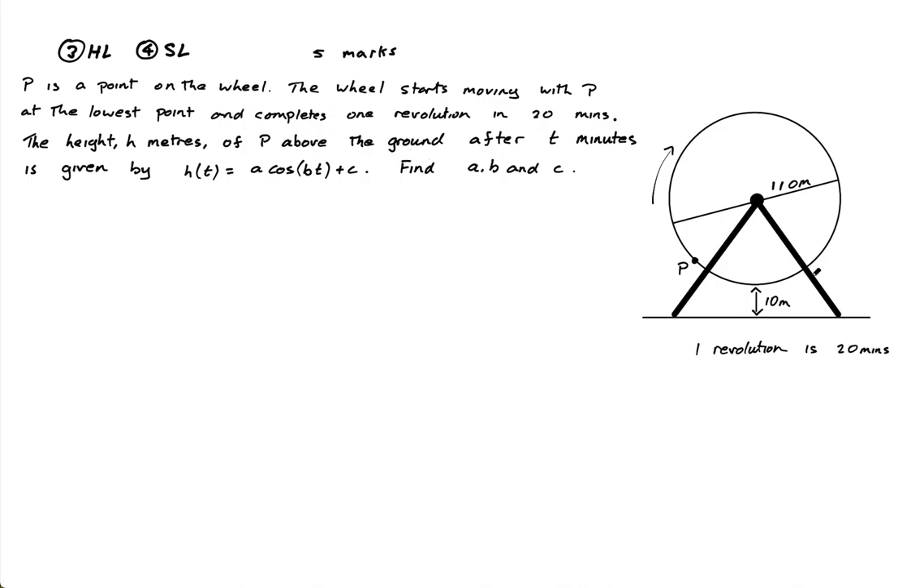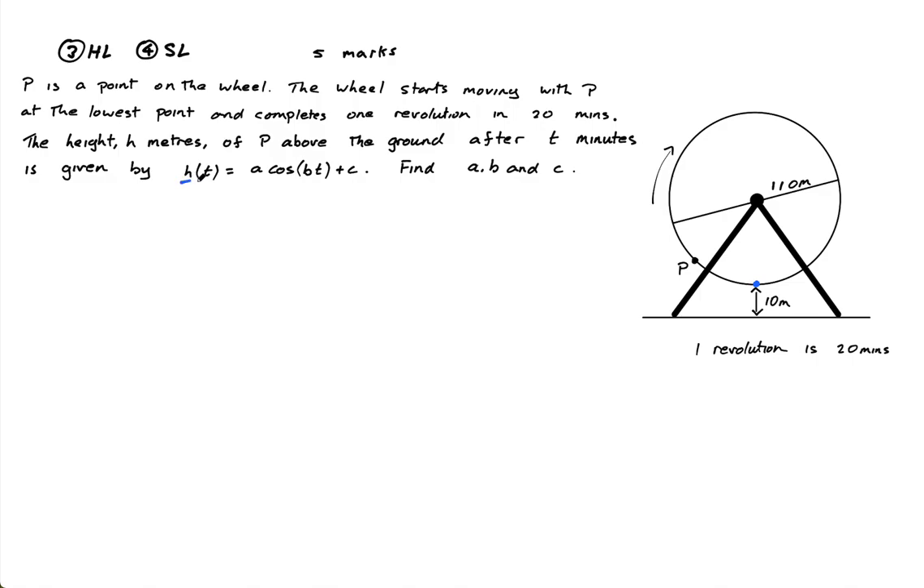Okay, next question. So we have a Ferris wheel. P is a point on the Ferris wheel, and it starts with P at the lowest point. So P starts here. And the lowest point, by the way, is 10 meters off the ground. So it starts here and it starts rotating, goes up, and then it goes down, and it goes up, and then it goes down.